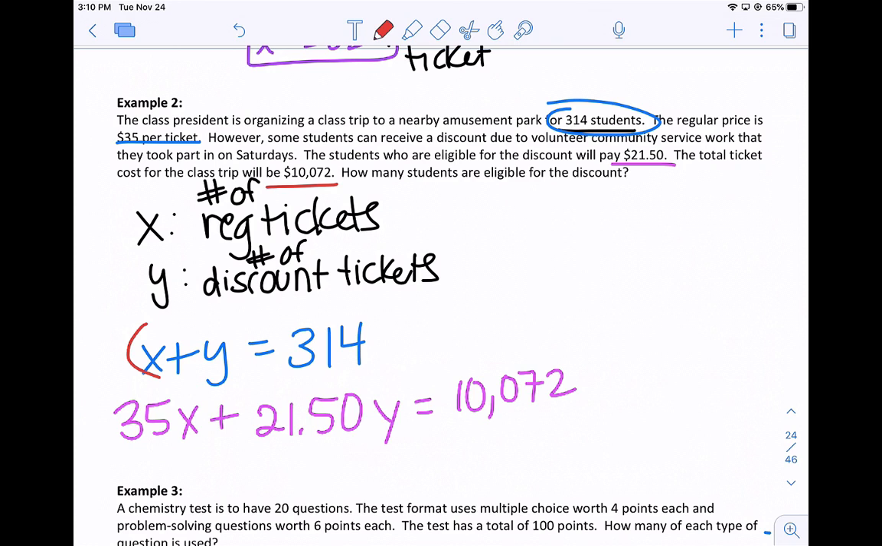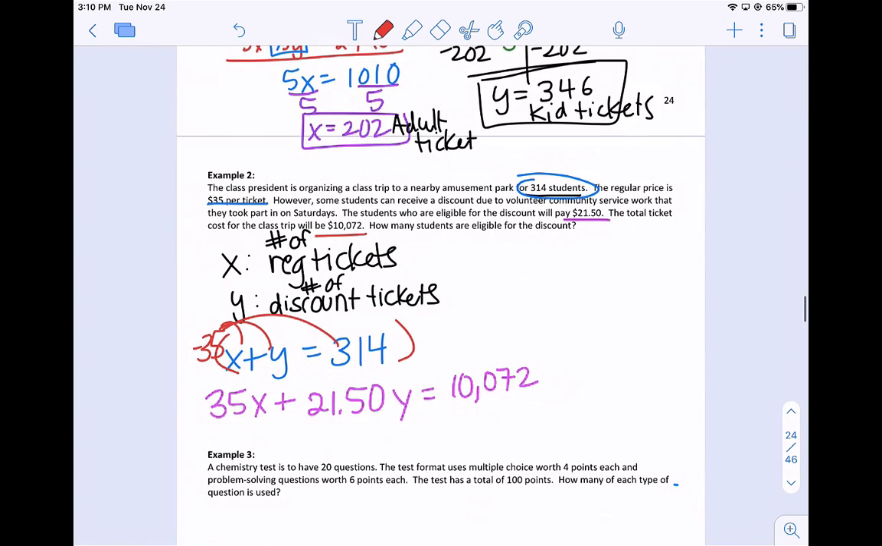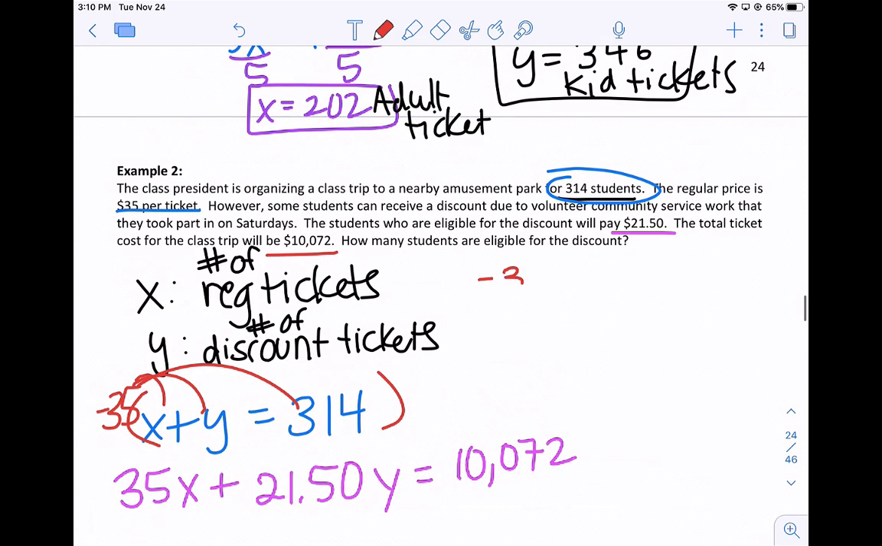So what I'm going to do is I'm just going to multiply this top equation by, whoops, this doesn't like that, negative 35. Because if I multiply it by negative 35, then our X's will match, but one will be negative. So I'm going to go ahead and distribute this to everything, and I'll rewrite it over here. Negative 35X minus 35Y equals whatever 314 times 35 is, which is negative 10,990 is what I got.